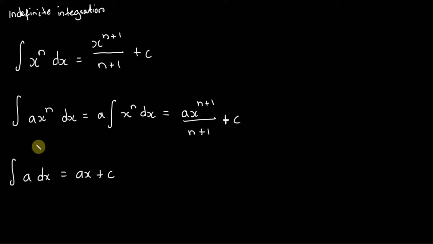And finally, we've got the other rule that if you're integrating some constant, denoted by a, with respect to x, what you'll end up with is that constant times x plus c, so ax plus c. So that's indefinite integration. Those are some of the first rules that one will learn when first introduced to integral calculus. But what is definite integration? This is what we want to spend time thinking about in this video.